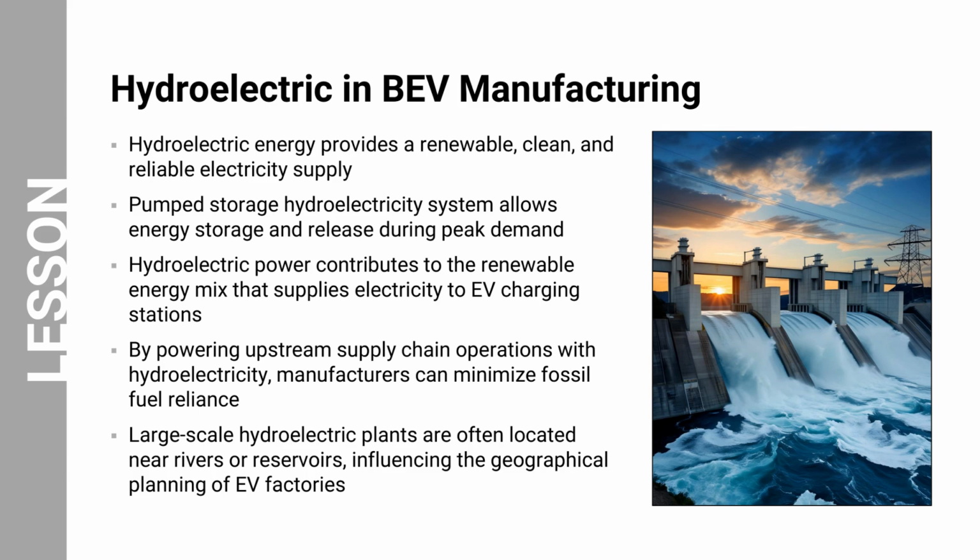By powering upstream supply chain operations, such as raw material processing or battery component production with hydroelectricity, manufacturers can minimize fossil fuel reliance, reinforcing the eco-benefits of EVs from a life cycle perspective. Large-scale hydroelectric plants are often located near rivers or reservoirs, influencing the geographical planning of EV factories. Manufacturers may choose to set up facilities near hydro plants to take advantage of low-cost, sustainable power.